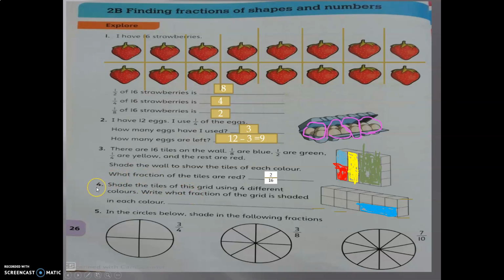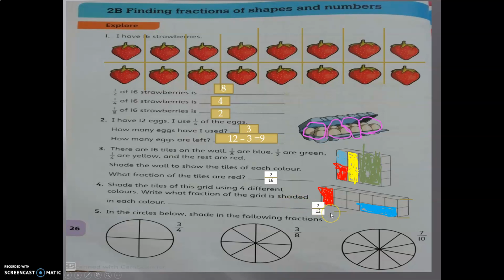Okay, let's go to number 4. Shade the tiles of this grid using 4 different colors. Write what fraction of the grid is shaded in each color. So here I started by coloring 2 out of the total. We forgot to count, because if we want to write the fraction, we need to know the denominator is the total number of the tiles. 1, 2, 3, 4, 5, 6, 7, 8, 9, 10, 11, 12. So the fraction for the red is 2 out of 12. I will write it here beside the red.